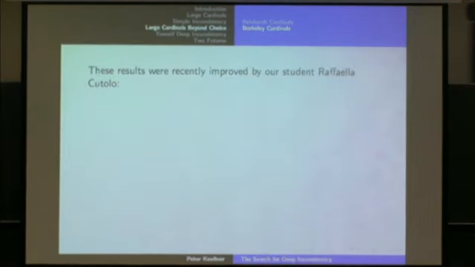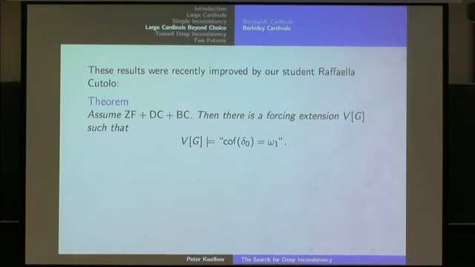But these results were recently improved by our student, Raffaella Cutolo. She showed that you can simplify it considerably. You don't need the club Berkeley cardinal. If you just have ZF plus DC and a Berkeley cardinal, then there's a forcing extension V[G] which makes the cofinality omega 1. Now, if you've got DC, the cofinality has to be greater than omega by that earlier result, but this is pinning it down to be omega 1.